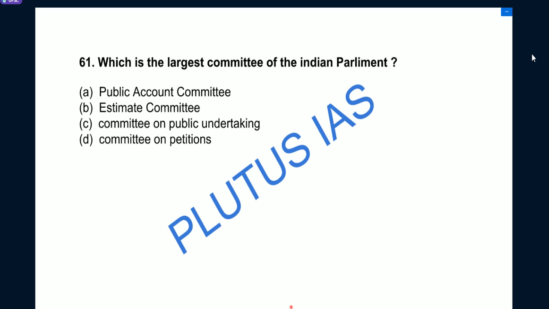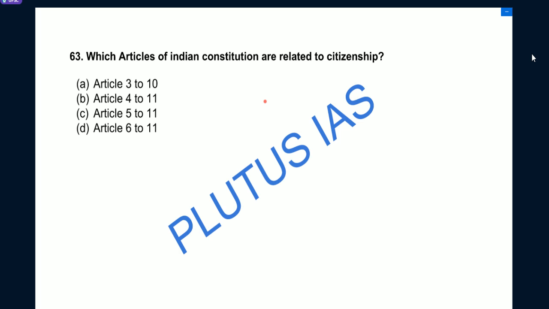61. Which is the largest committee of the Indian Parliament? Okay, this is also an easy question. Public Accounts Committee, how many members? 15 from Lok Sabha, 7 from Rajya Sabha. Estimates Committee, 30 from Lok Sabha. No ministers allowed. Then Committee on Public Undertaking. Committee on Public Undertaking में again 15 plus 7. Committee on Petitions, 15 from Lok Sabha and 10 from Rajya Sabha. So which is the answer? Estimates Committee will be the answer to this question.